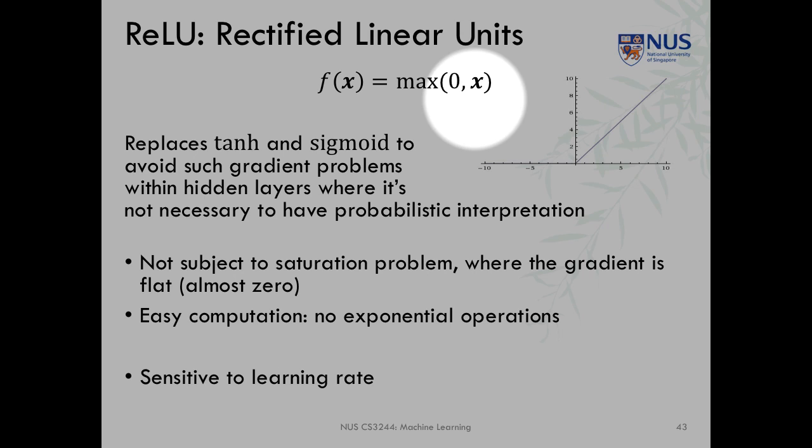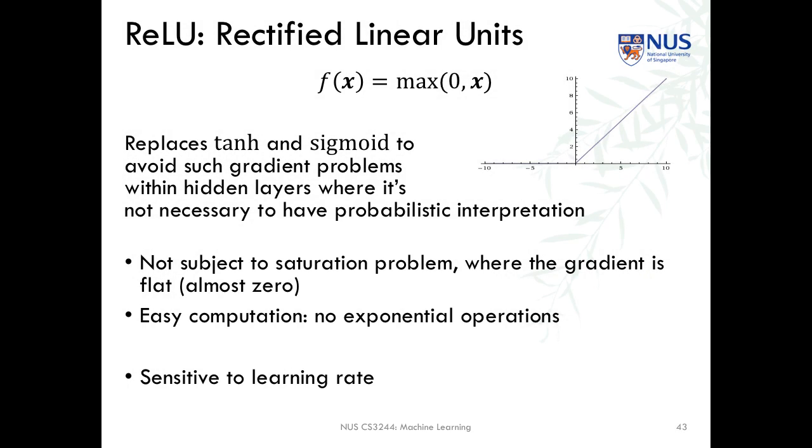So the gradient of this is pretty simple. It's just 1, or x. So that's very easy. We can sum that together. That's very simple. So we don't have any exponential operations, and we don't have this problem where the gradient is flat. One con that it has is it's quite sensitive to setting the learning rate eta, but we can solve that by being a little bit street smart about how we set our initialization.